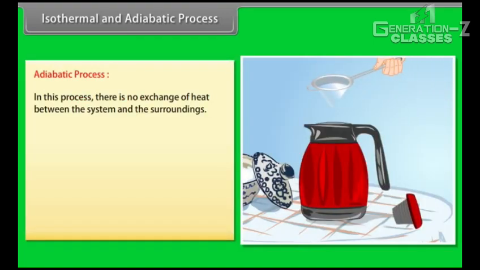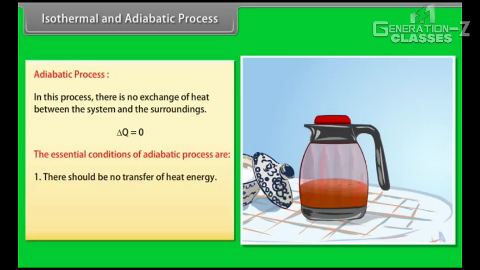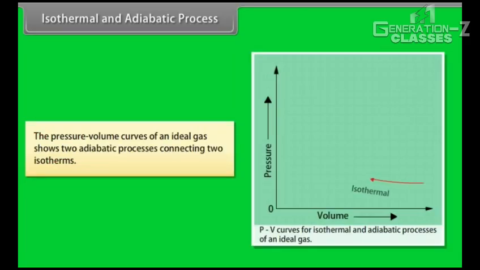Adiabatic process. In this process, there is no exchange of heat between the system and the surroundings. Delta Q is equal to 0. The essential conditions of an adiabatic process are: there should be no transfer of heat energy, changes must take place at a very fast rate, and specific heat is 0. The pressure-volume curves of an ideal gas show two adiabatic processes connecting two isotherms.